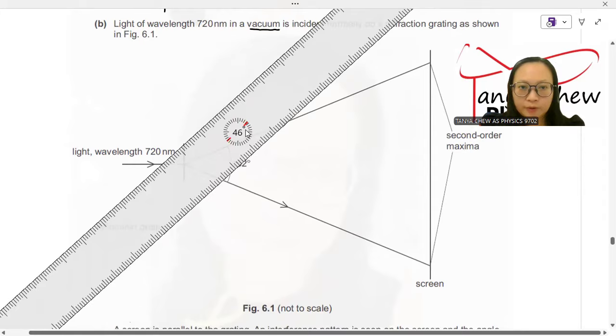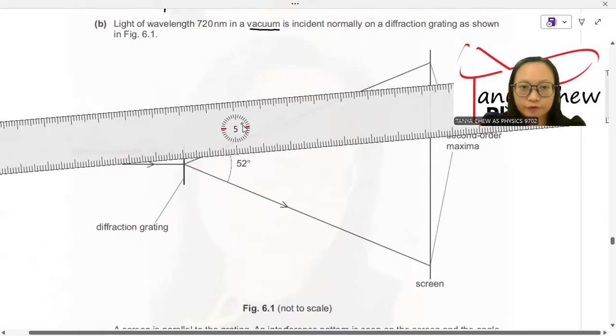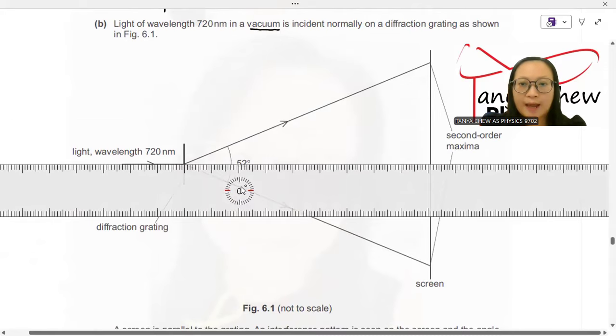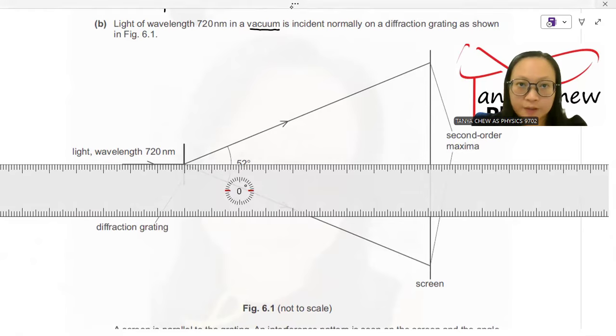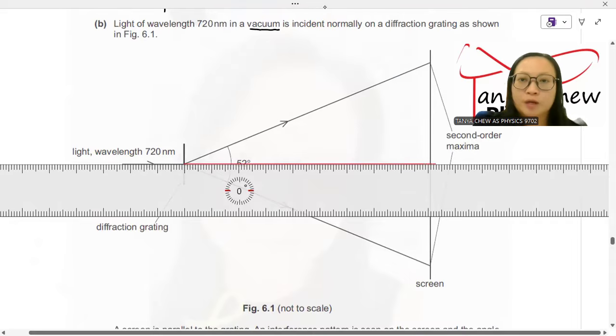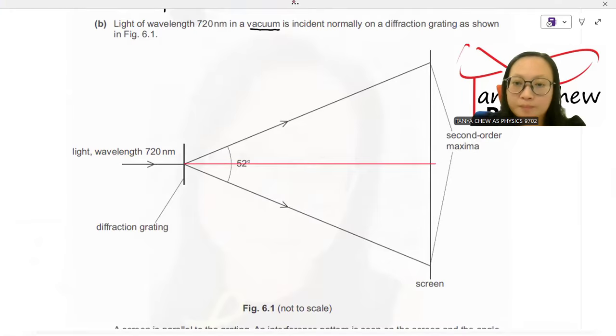Okay, give me a while. Make sure that my ruler is horizontal first. Okay. I'm going to draw the undeviated beam. So this is called undeviated beam or zero order. So your theta has to be based on this.